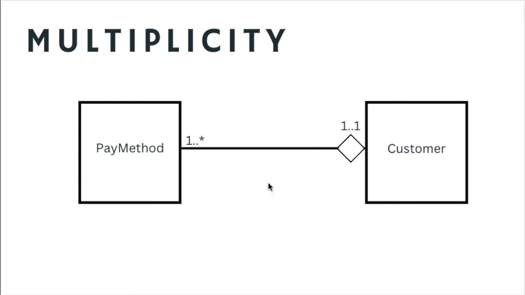A customer can have one or many pay methods. That means they have to have at least one pay method. And a pay method is associated with one and only one customer. So this means that a pay method cannot be associated with any other customer or any other customer account, right?